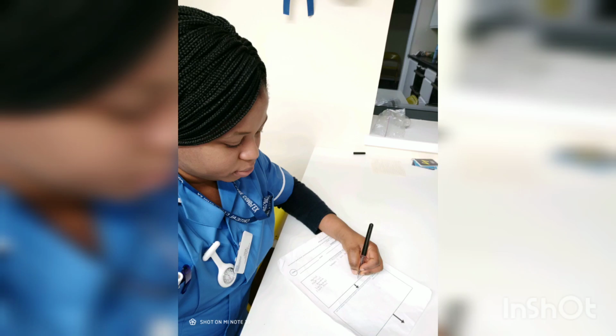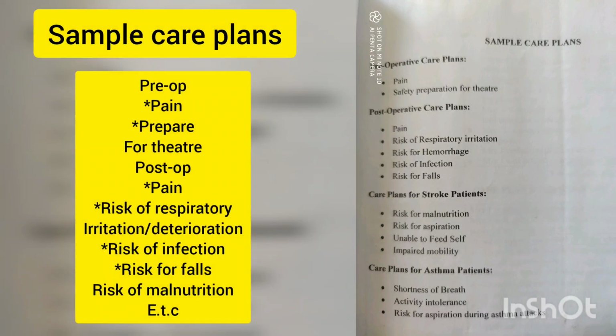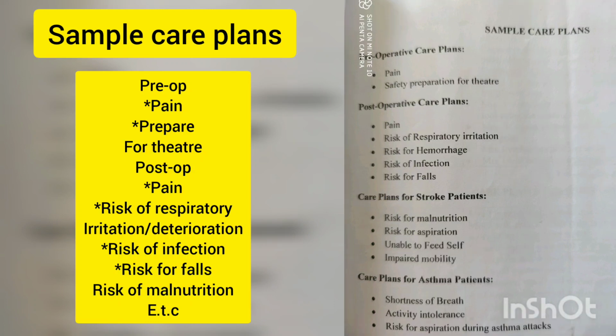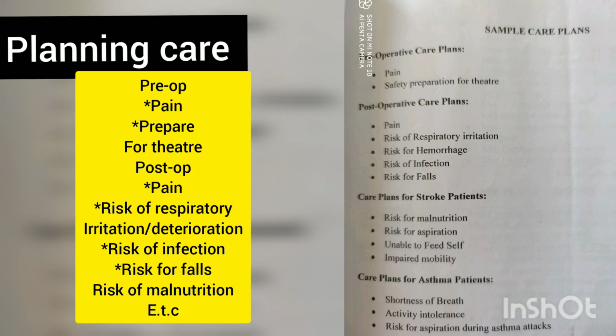That is in planning. Sample care plans include pre-operative care plans, which could be pain, safety, preparation for theater. We have post-operative care plans, which could also be pain, risk of respiratory irritation, risk for hemorrhage, risk of infection, risk for fall. Care plans for stroke patients: risk for malnutrition, risk for aspiration, unable to feed self, impaired mobility. Care plans for asthmatic patients might be shortness of breath, activity intolerance, risk for aspiration during asthma attack.